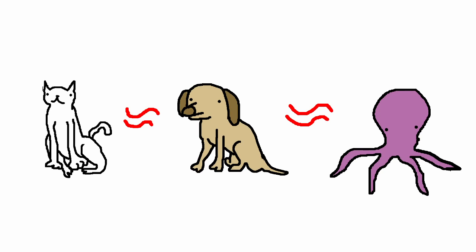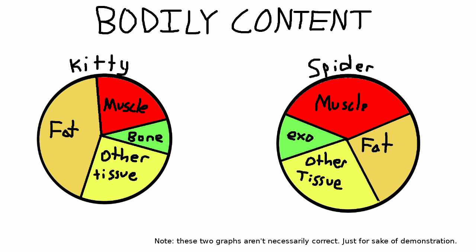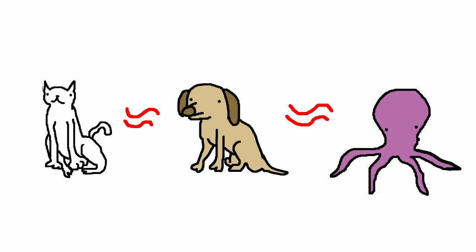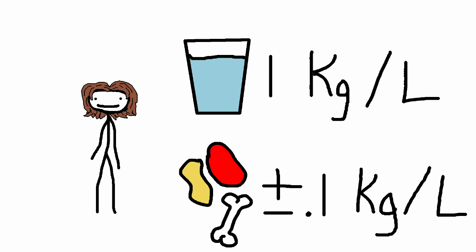Fortunately, the density of all animals is quite similar, partly due to the fact that the vast majority of creatures are at least 70% water by weight. Couple that with the fact that the ratio of fat, muscle, and bone or exoskeleton in all creatures is at least vaguely similar, and we can estimate the density of all animals to be around the same. Water is exactly 1 kilogram per liter, and then I'm throwing in a plus or minus 0.1 as a rounding error for the other material involved. As such, the values at play here are going to have two significant figures at most.